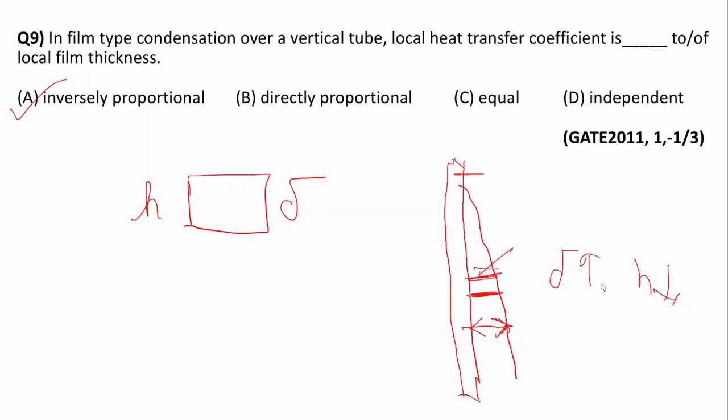this particular film has higher resistance than the solid vapor interface would have. And that was the particular reason why industrialists always preferred to have drop-wise condensation, but because of limitations and conditions, it is very difficult to maintain drop-wise, and they are forced to calculate everything for film type. But drop-wise is the most preferred mode of condensation. So yeah, it is inversely proportional, and all the other options are incorrect.